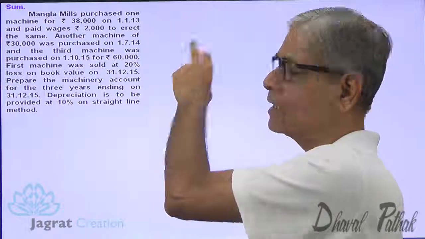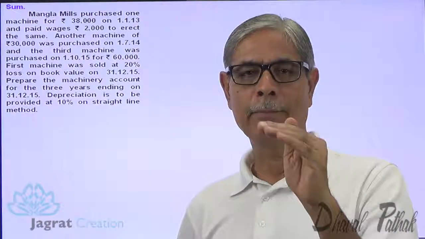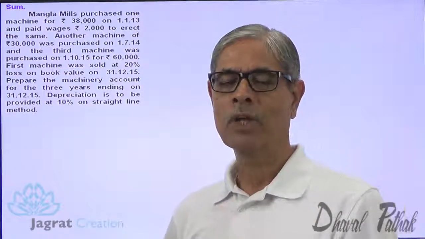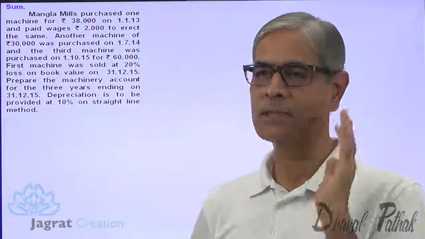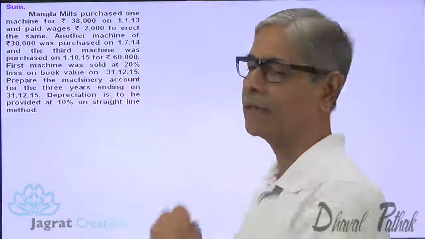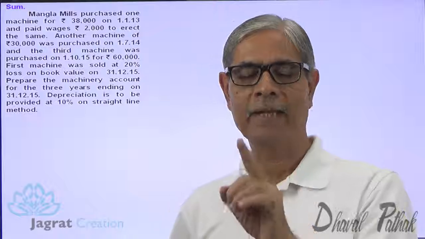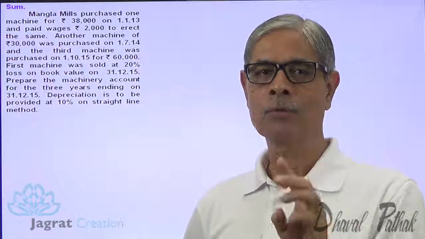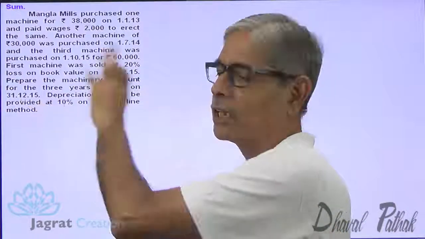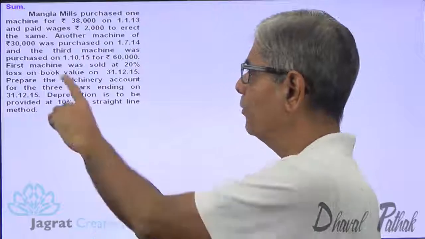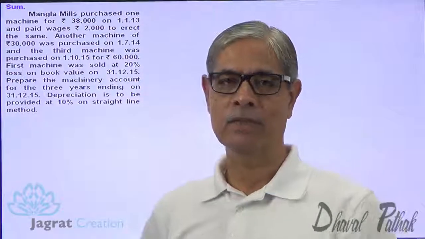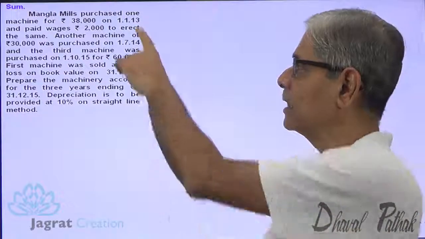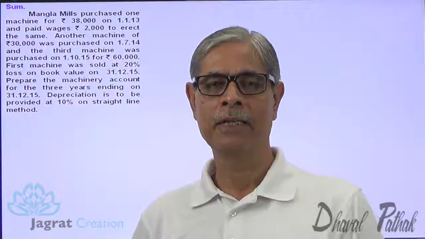Second machine purchased on 1/7/2014. So in the mid of 2014, it has been used for 6 months and it has been used for 1 year in 2015. Third machine purchased on 1/10/2015. So 3 months, October, November and December, for which the third machine is used up to 31st of December 2015. The first machine is sold on 31st of December 2015. So first machine has been disposed of after using it for 3 years. This is what you should understand on the basis of reading this sum.